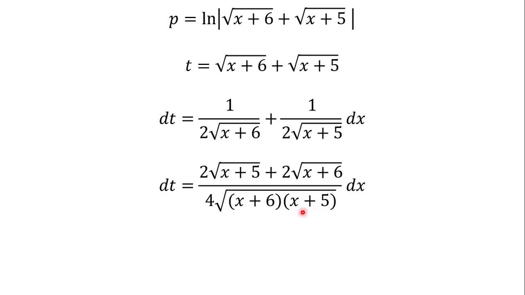Now you see why I said we should rationalize. Now we are having 2 here, we are having 2 here. You can factor out the 2 and then we do some cancellation and then we get the complete answer for the derivative of this one. We have to rationalize this part just to help us get the derivative of p. Okay. So now let's factor 2 out.